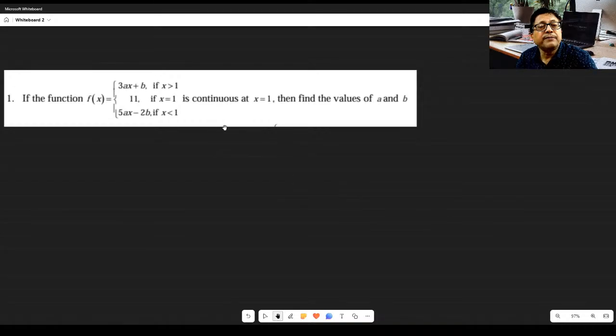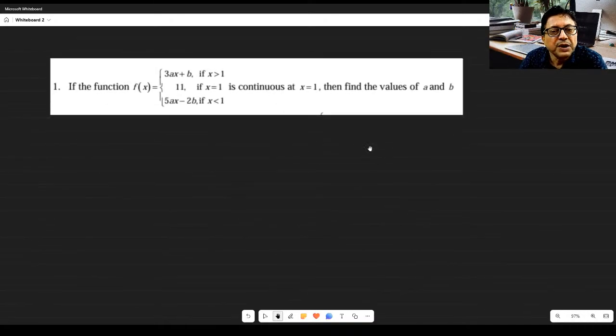Now let us take a problem of this kind. If the function f(x) equal to this is continuous at x equal to 1, then find the values of a and b. So for this problem, we will be using this set continuous at x equal to 1. So this is a problem on continuity at a point. So we will write this information first.